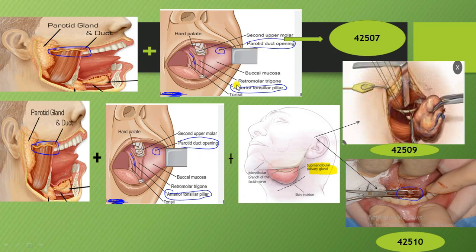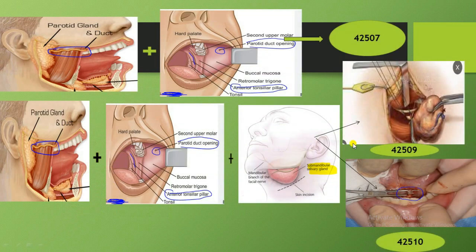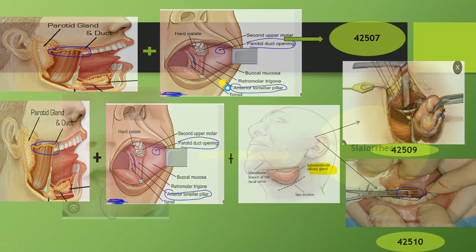So by doing this, what will happen? There will be no increased production of saliva. The sialorrhea condition is treated, and this procedure is repeated on both sides of the mouth. This is one side of the mouth, right? They will repeat the same procedure on the other side of the mouth. So the procedure is performed on both sides.